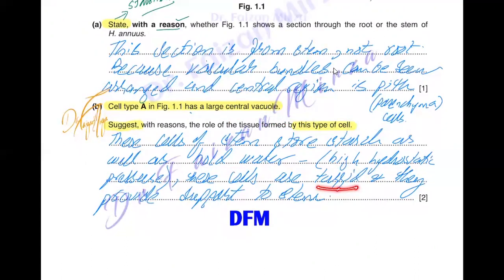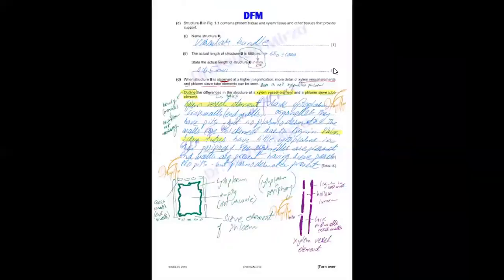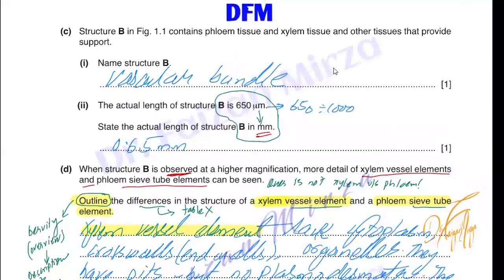These cells then get turgid, they can provide support to the stem. Name the structure B. The structure B is vascular bundle. The actual length of B is 650 micrometers. 650 micrometers need to be turned into a millimeter. So what do you do? You just divide it by 1,000.